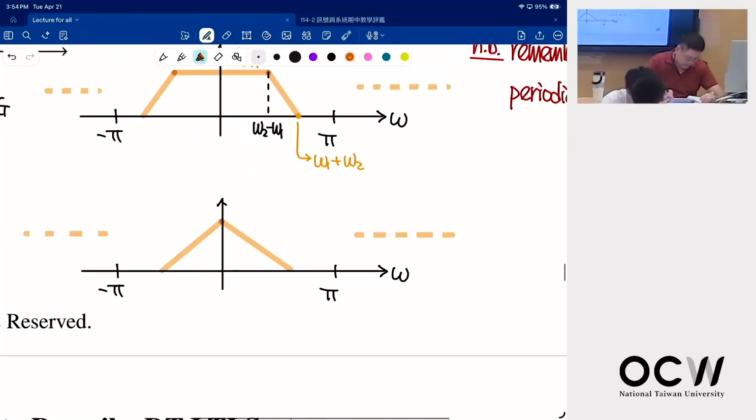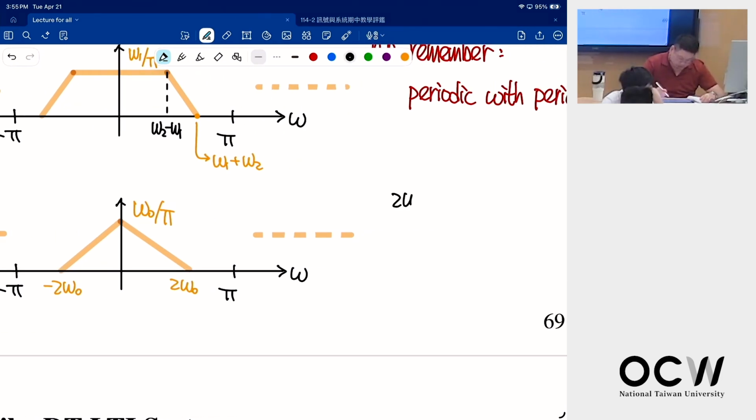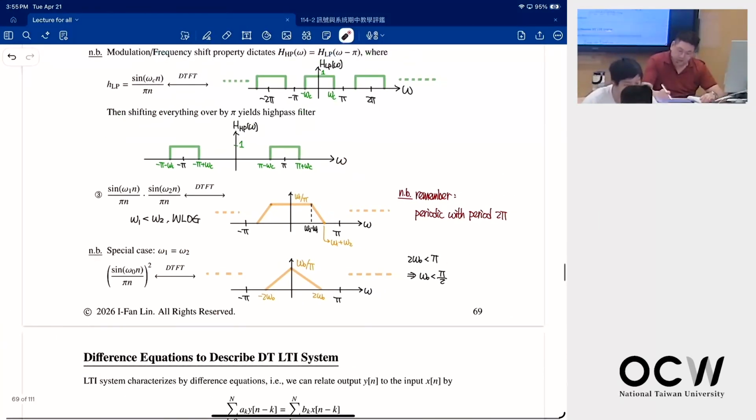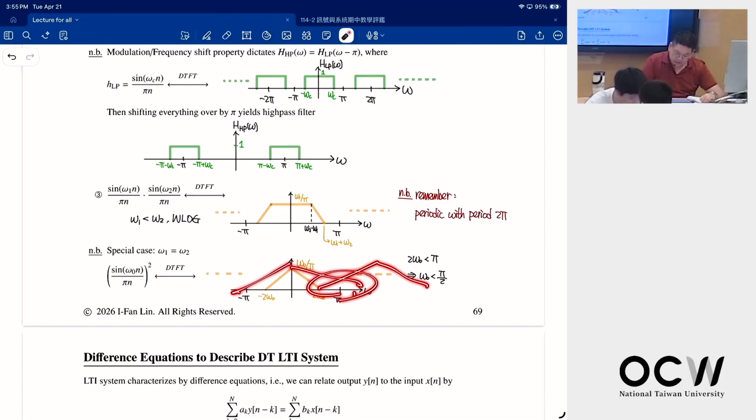And this is minus 2 omega naught. Here's 2 omega naught. The height is omega naught divided by pi. So 2 omega naught should be less than pi. Your omega naught should be less than pi over 2. Otherwise they will go outside. And then if you go outside here, you will have aliasing.